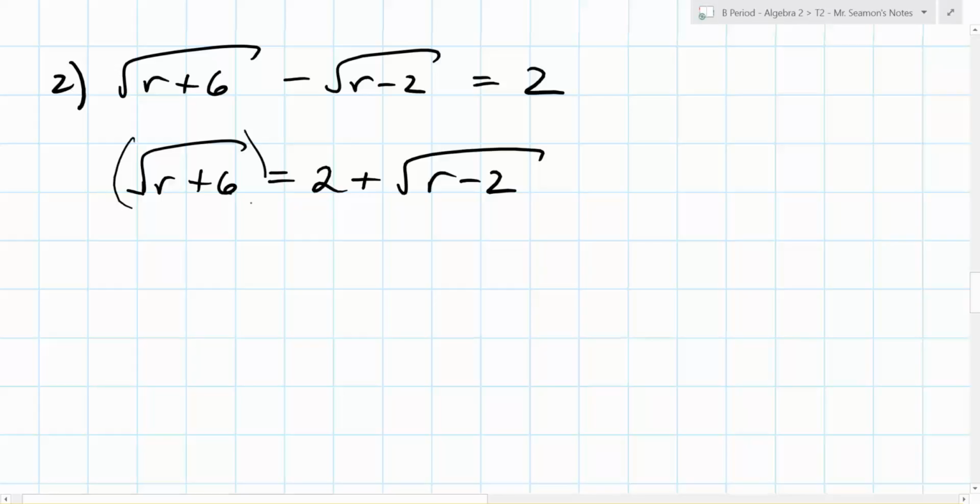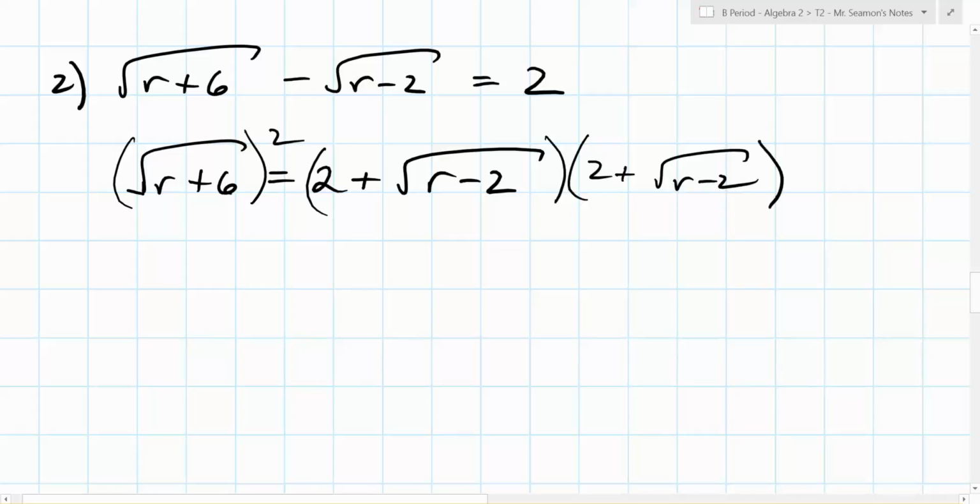So go back to the board, everybody, and keep going from this step. I had it before. So you can rewrite this, you can get rid of that little square sign, to make it 2 plus the square root of r minus 2. So what does the left side become? R plus 6. Just r plus 6.